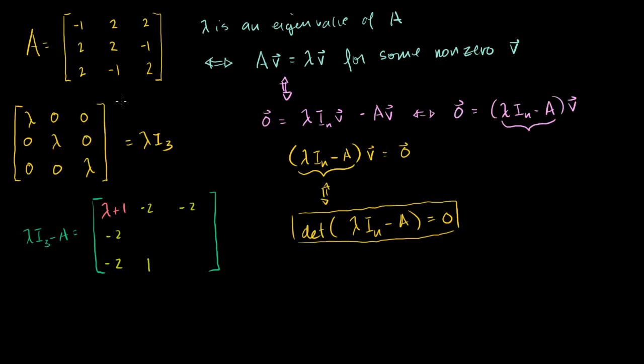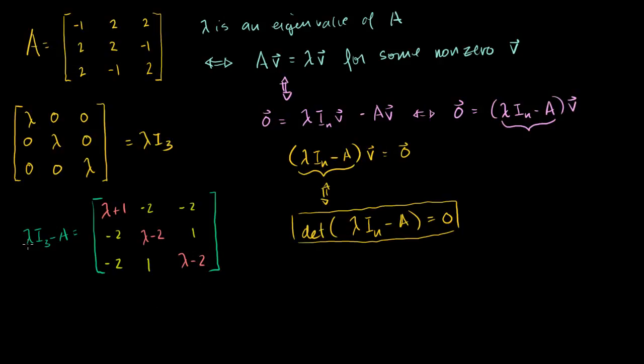And then let's just do this one. 0 minus minus 1, that's 1. And then let me finish up the diagonal. And then you have lambda minus 2, lambda minus 2. And then you have lambda minus 2, lambda minus 2.